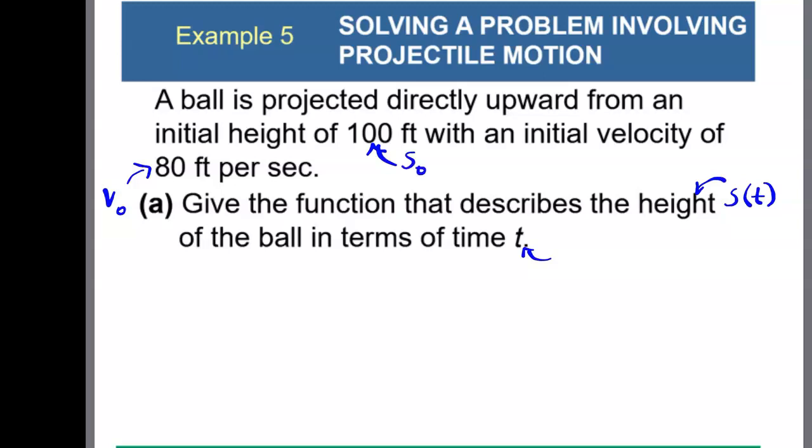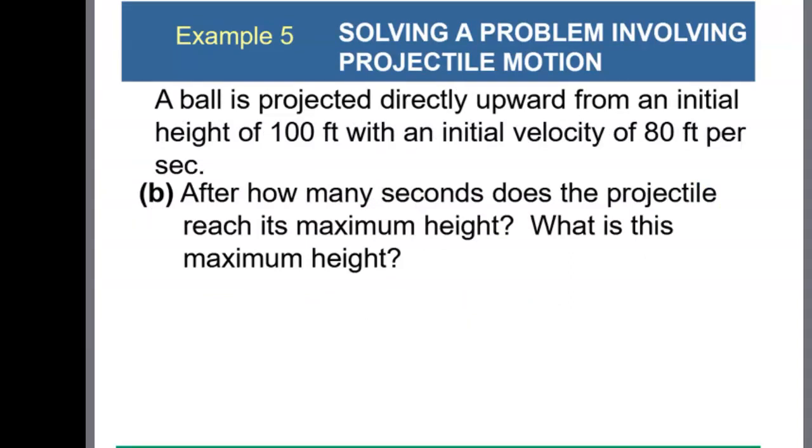And so now let's go ahead and write our model. We have s of t equals negative 16t squared plus 80t plus 100. So that answers that question, and now we can use that model to make predictions, answer questions regarding height of the object as it relates to time.